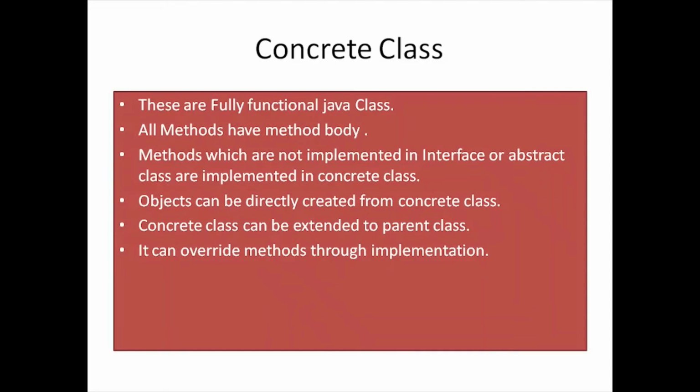It has various implemented methods in a full functional class, so we can create a fully functional object. In a concrete class, these are fully functional Java classes. All methods have a method body. Methods which are not implemented in an interface or abstract class are implemented in a concrete class. Objects can be directly created from a concrete class. A concrete class can be extended to a parent class. It can override methods through implementation. So guys, a concrete class is a fully functional Java class.